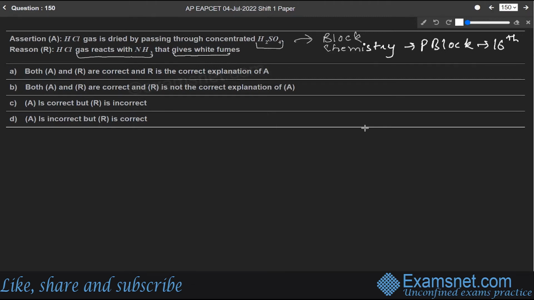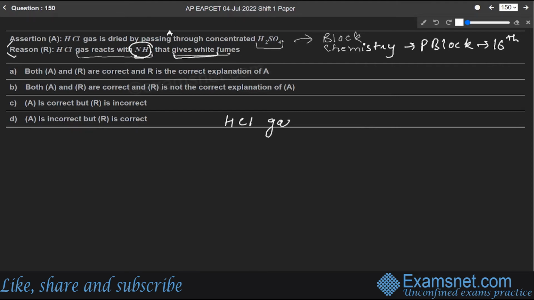For example, I'm assuming you don't know anything on this question. How can you eliminate even? HCl gas is reacted with ammonia, okay, so that gives white fumes. Can you see there is no role of ammonia here in the assertion even? So although you can guess that the reason might not be the correct explanation for the assertion, let's look at the assertion part. They are saying HCl gas is dried by passing through concentrated H2SO4. That's particularly correct.